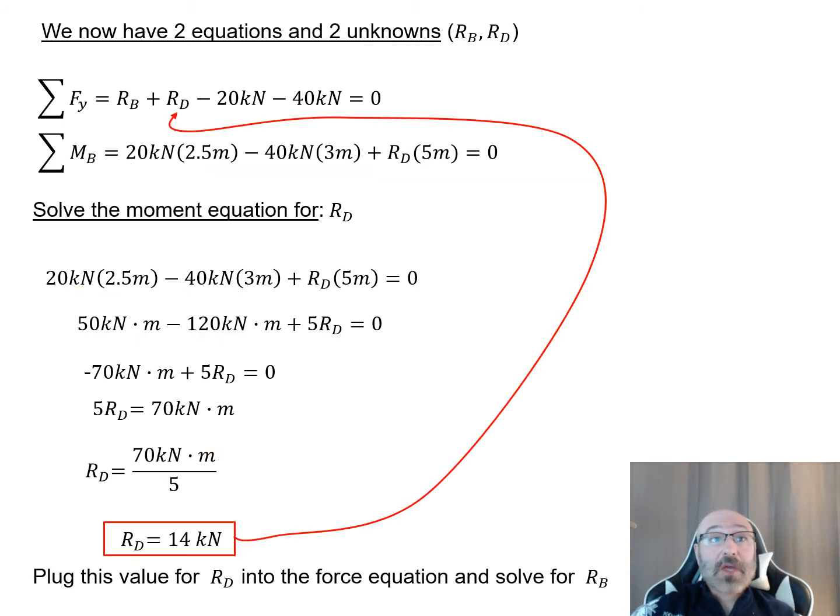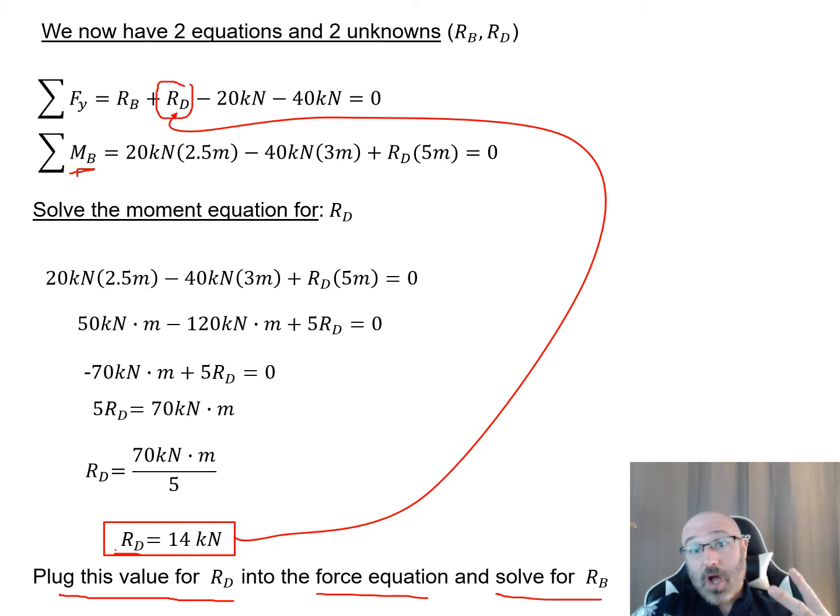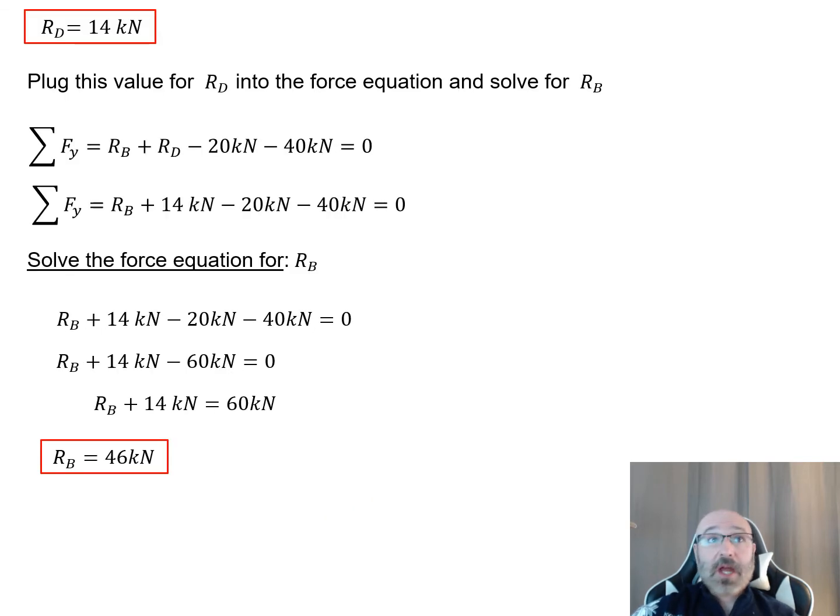Now that we've solved our summation of moments equation for R sub D, we can take this R sub D value and plug it back into our force equation up top and solve for R sub B. We come back up here and plug it into our summation of force equation, which was two unknowns in one equation. Now it'll be one equation, one unknown, and we can solve for R sub B. We take R sub D is equal to 14 kilonewtons and plug this value right back into this equation.